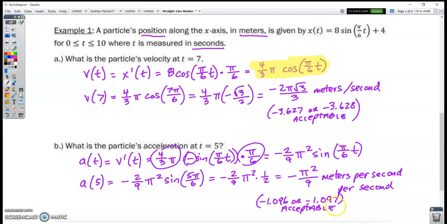Okay, so there's the basic relationship between position, velocity, and acceleration, and a couple of examples of how we can find velocity and acceleration. And I think, you know what, we're going to call it quits for this video there, and we'll come back next time with a second video with a whole lot more information about straight line motion.